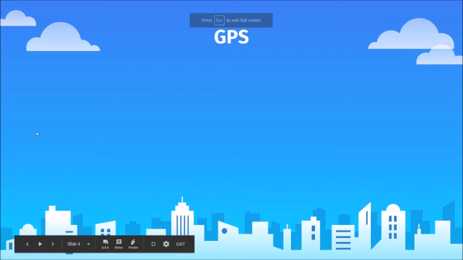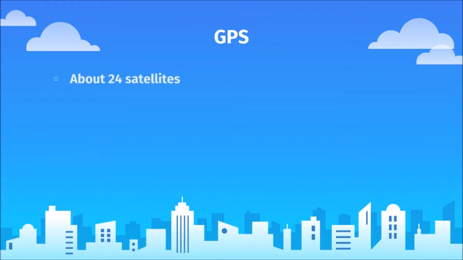Alright, to understand how GPS works, it's basically a signal that is sent out by a device, for example a cell phone, that is received by satellites. Now there's about 24 to 30 satellites orbiting the world right now.